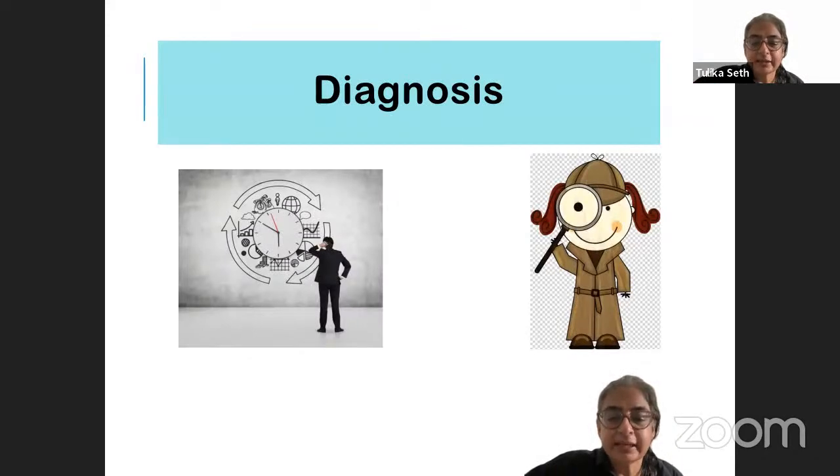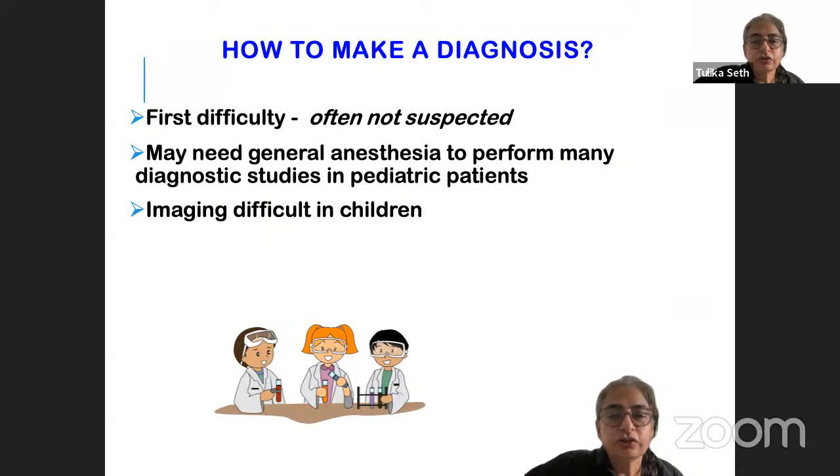Now, how do we make a diagnosis when we suspect that there is a thrombosis? So first of all, it's often unsuspected, so we need a high index of suspicion. Imaging is required for diagnosis, and that sometimes is difficult because you may need to use anesthesia in order to do the imaging.